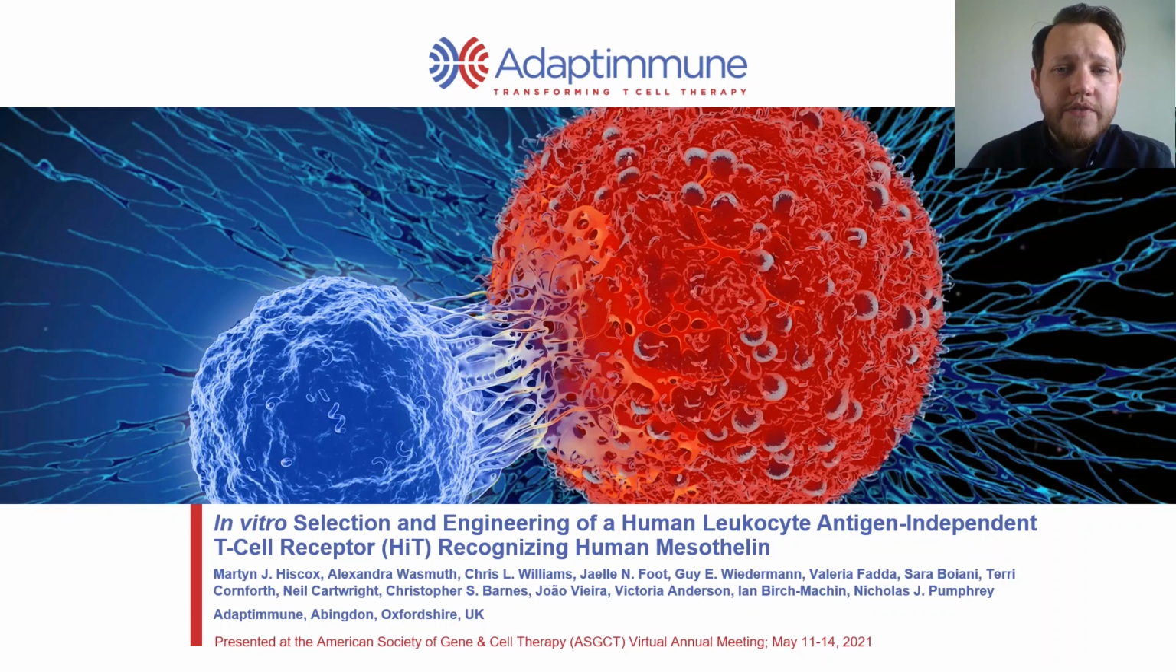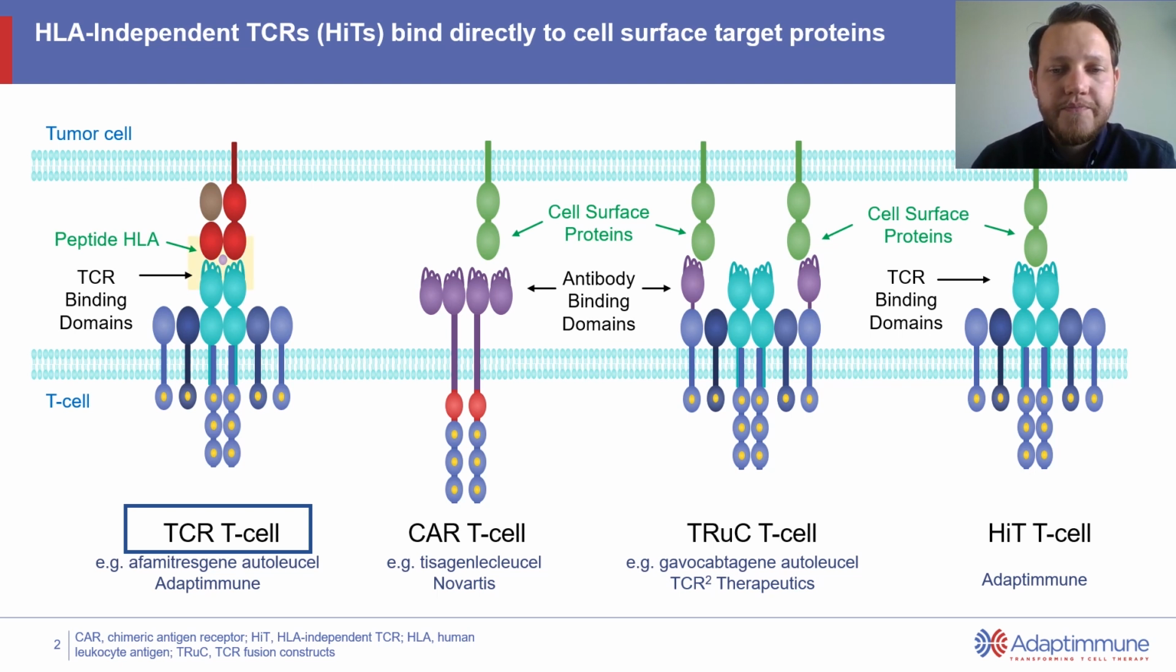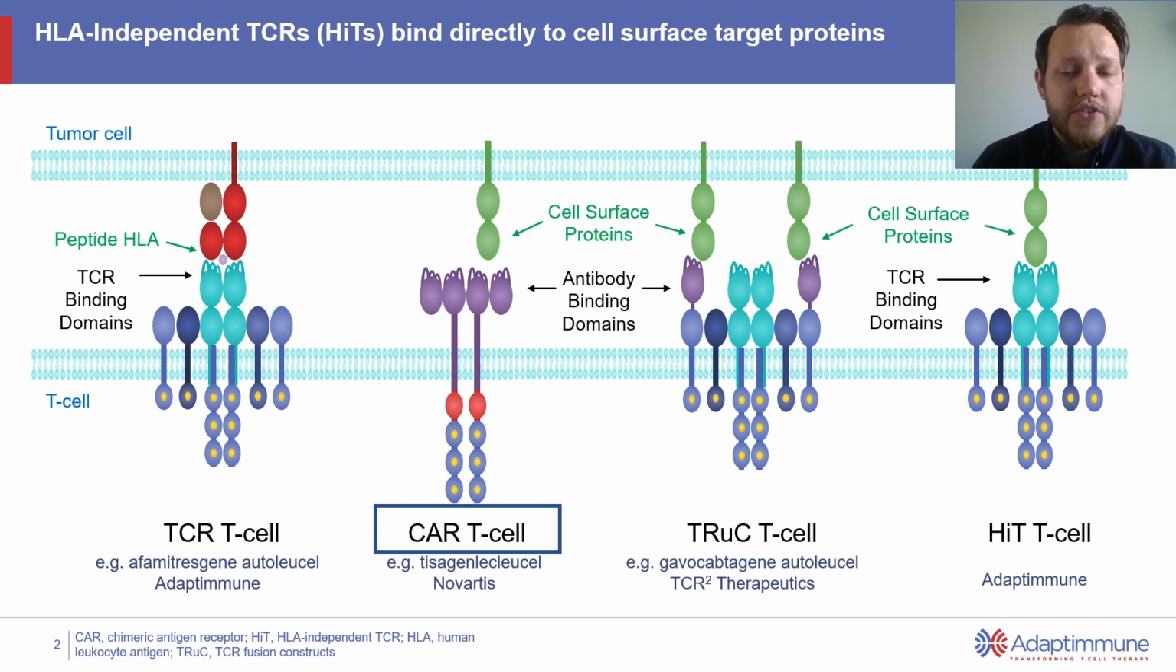Today, I will present the first preclinical data from our HLA-independent TCR receptor, or HIT, platform. There are several types of cell therapy binding modalities. T-cell receptors, or TCRs, bind to antigenic peptide fragments presented in the cleft of a HLA complex on the surface of target cells. CAR T-cells bind to cell surface antigens using a high-affinity antibody. Because CAR T-cells don't use the TCR, they require artificial signaling domains.